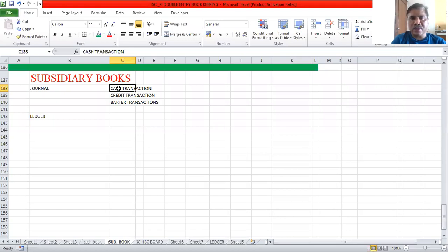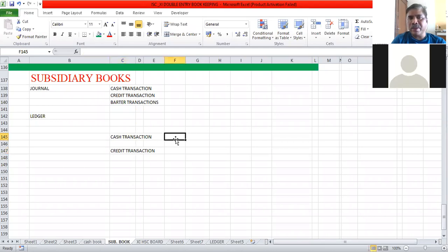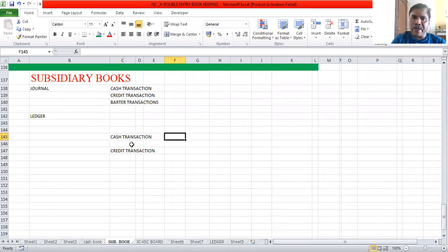Basically, we divide the transactions into cash transactions and credit transactions. For the cash transactions, a separate book will be maintained, by one person. And for credit transactions, they will maintain a separate book. Now the journal is subdivided. It means the one book is subdivided into different parts, on the basis of transactions.